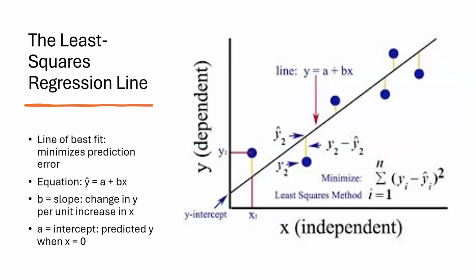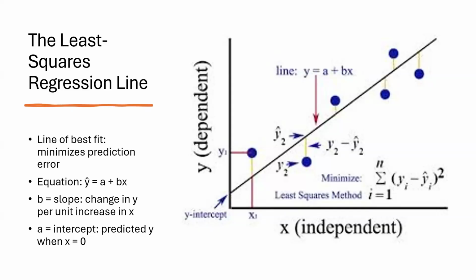Once we've confirmed there's a linear relationship, we often want to model it to describe the trend with a line. That's where the least squares regression line comes in. It's a line that minimizes the total squared distance between the observed Y values and the predicted values on the line. The equation looks like this.